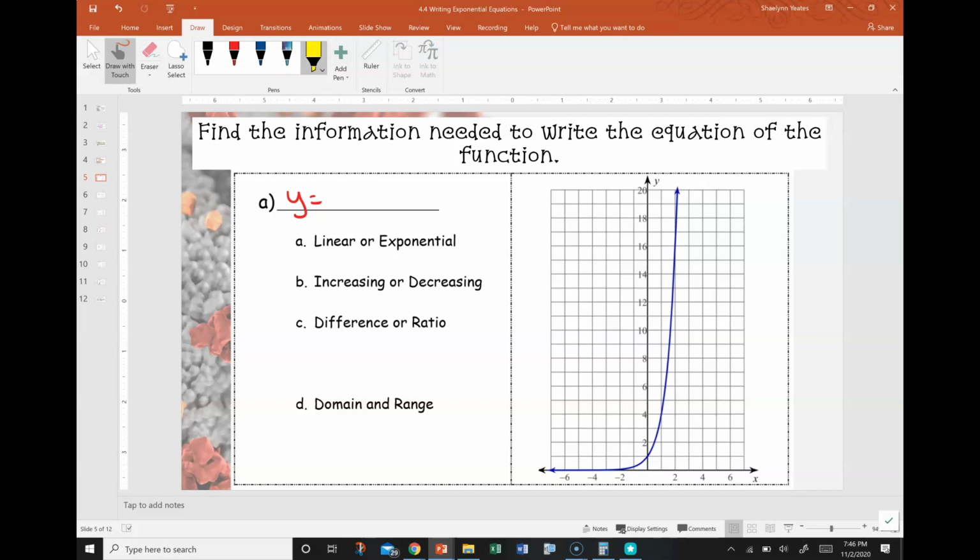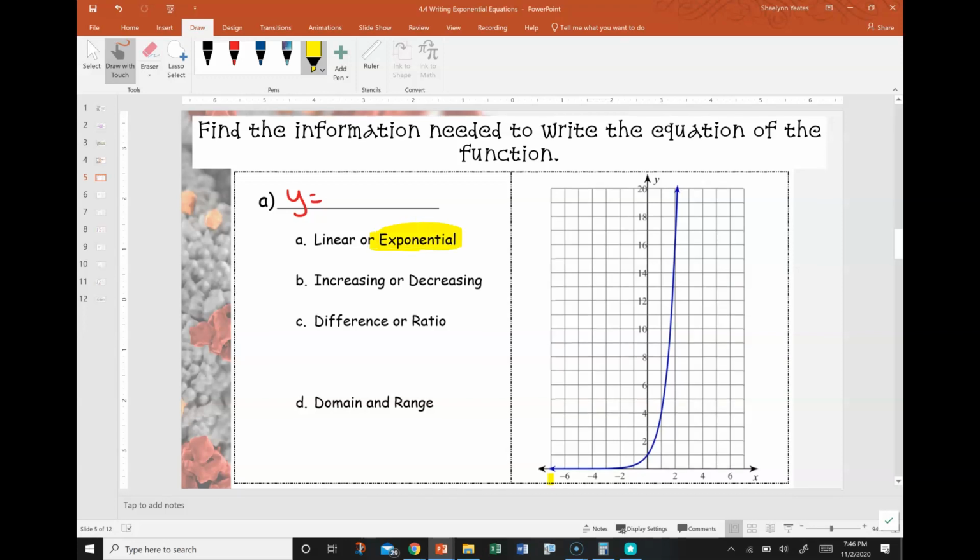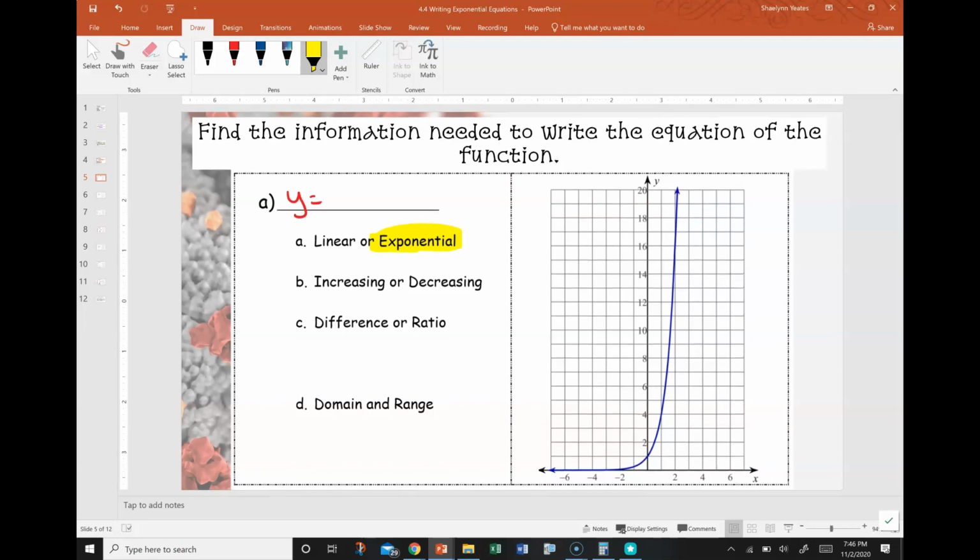Now, is this linear or exponential? This is solidly exponential. It is not a straight line at all. From left to right, and this is my favorite way to figure this out, I start at my left point and I go to my right point. Did I go up or down? I went up. So that was increasing, which means we're going to have a ratio, and this is where we have to figure it out.